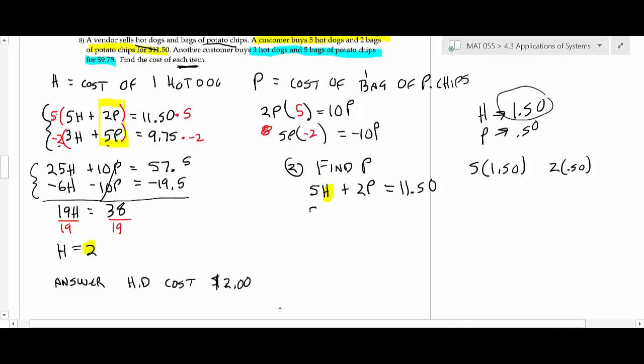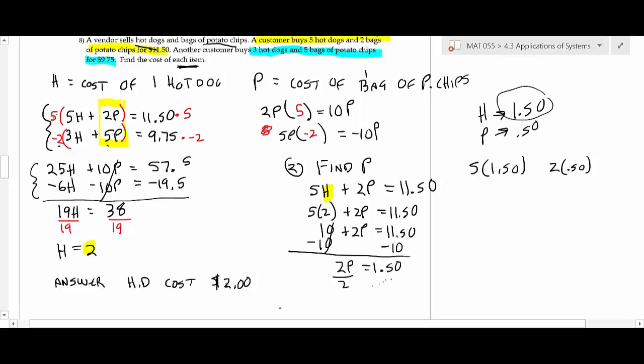So I just do 5 times 2 plus 2p is equal to $11.50 like that. Okay, solve the equation now. So 5 times 2 is 10. You have 10 plus 2p is equal to $11.50. You can subtract 10 from both sides. So that's 2p equals $1.50. When you do $11.50 minus $10, that's $1.50. You divide by 2, and the result is p is equal to 0.75. So what does that mean?